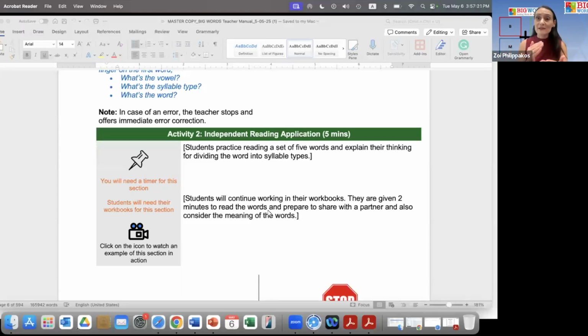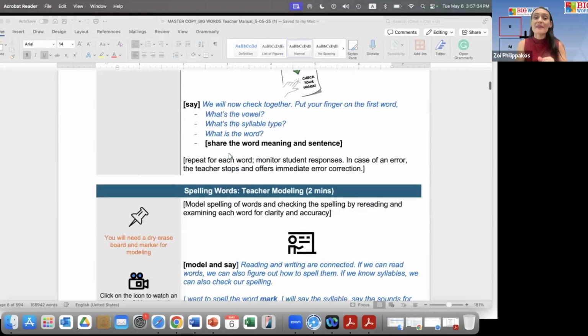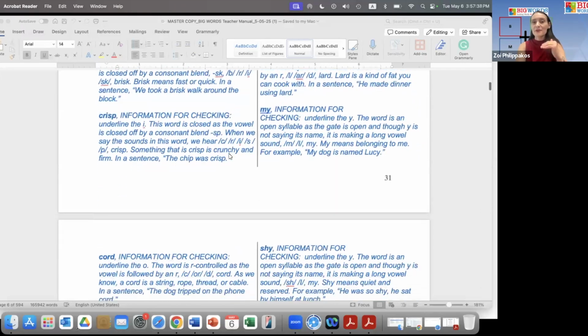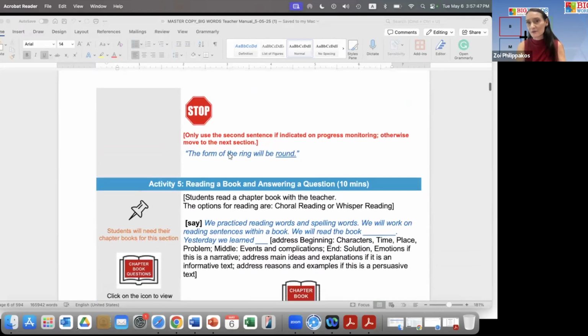It is very direct, explicit, systematic, because we are teaching with urgency. And the goal is to support the students to be really out of this. So once they work in the independent reading application, then you proceed with spelling. The teacher models spelling, and after that, the students apply the spelling. Then they work on spelling words, and then you have the writing of sentences and finally the reading of the book.